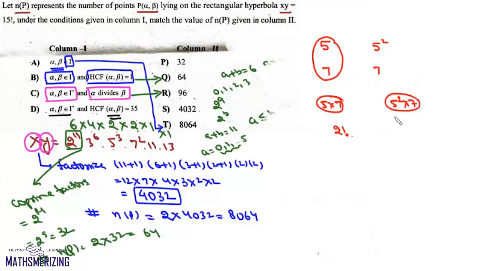So now we have 2 to the power 11, 3 to the power 6, 11 into 13, and they can be factorized in 2 to the power 4 ways. So it will be 16 into 2, and that is 32. So this D matches with P. So A matches with T, B matches with Q, C matches with R, and D matches with P.